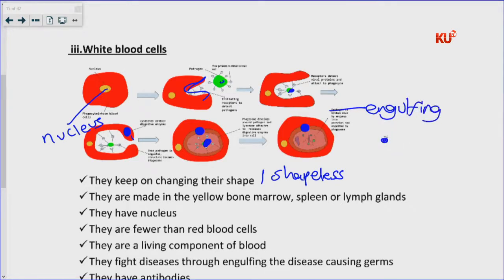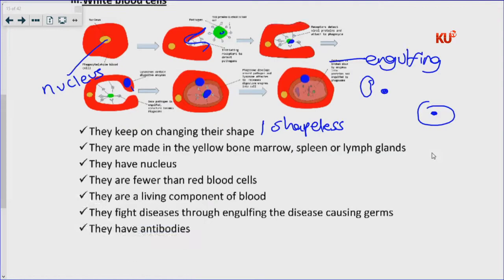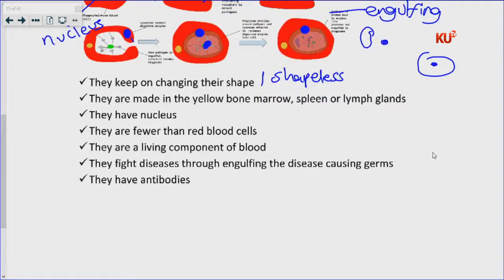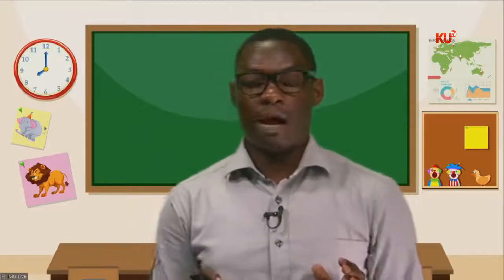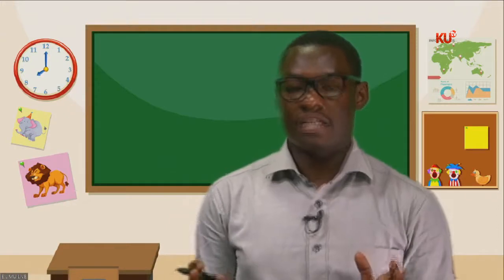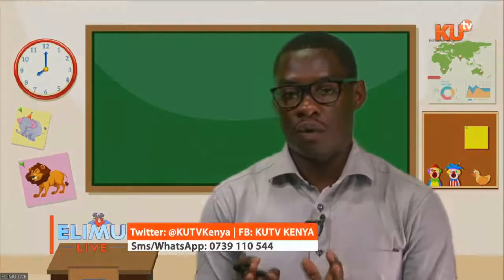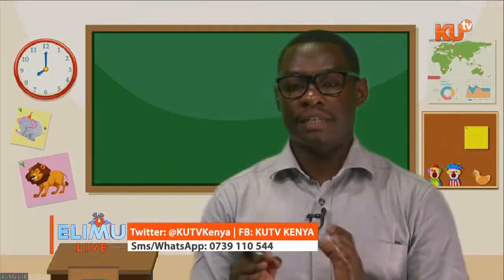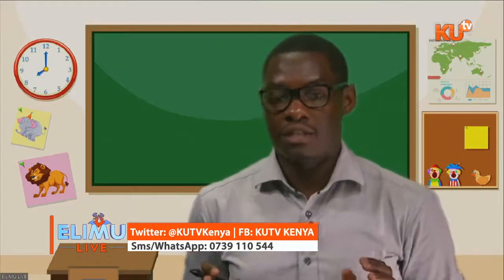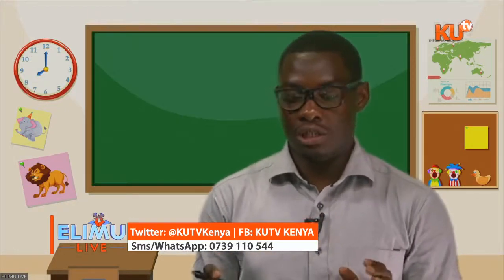So we have the germ, we have the white blood cell. Finally, the germ gets into the white blood cell and it is destroyed completely. That is what we call engulfing. And it's important to note that white blood cells have what we call antibodies, and antibodies help our bodies to fight against diseases. So the function of the white blood cells is it helps to fight and kill diseases, and that process is called engulfing.